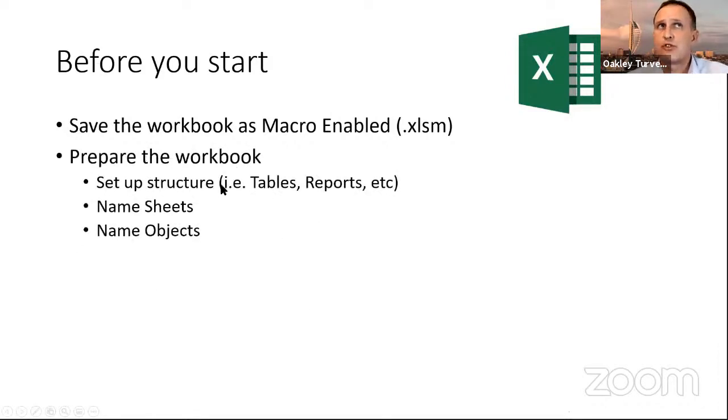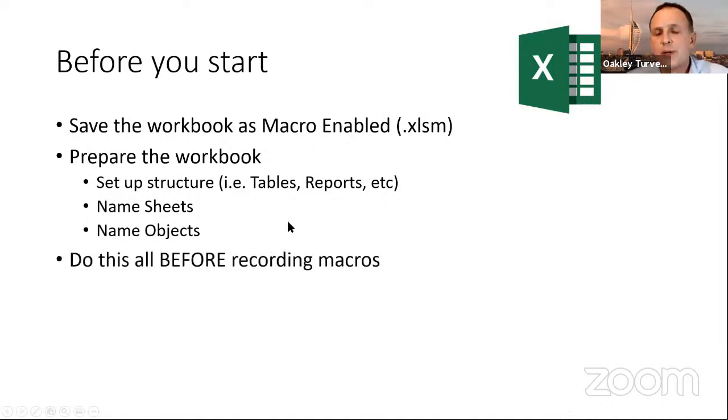Prepare the workbook itself. So we're going to set up the structure. We're going to create the sheets that we need. We're going to put the table in that we need, even if it's empty. And we're going to build the pivot table and whatever reports we want before we start recording a macro. Make sure you name stuff. Don't leave your sheets called Sheet1, Sheet2, Sheet3, and your tables called Table1, and so on. Be very careful about how you name stuff as well. Name it sensibly. And again, all of this must be done before you start recording the macros.